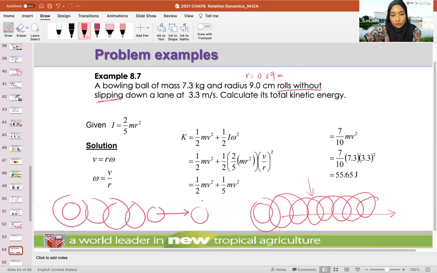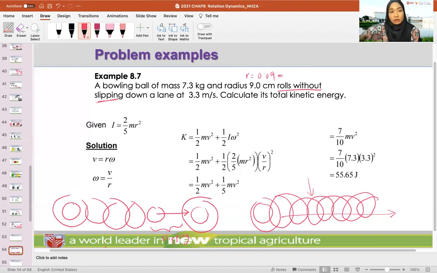Sekejap and then dia sambung rotate. Kiranya at this part in time, it does not rotate. It only moves forward. This is called slipping. Now imagine this is you. You're not rotating. I'm telling that you are slipping.